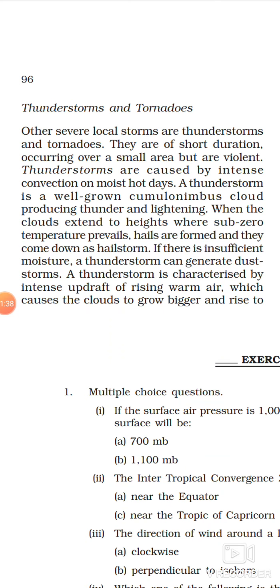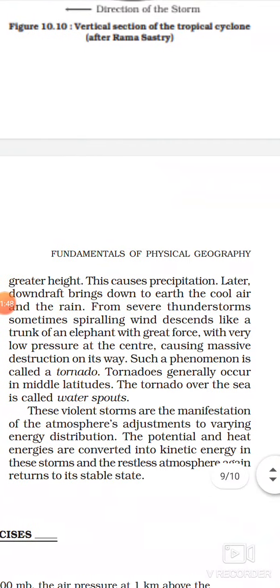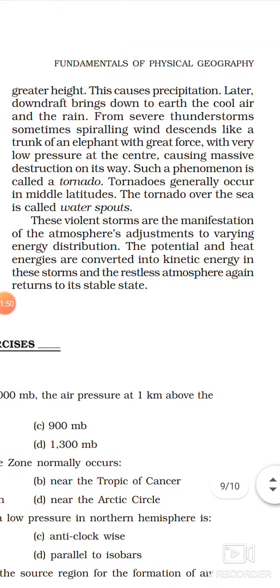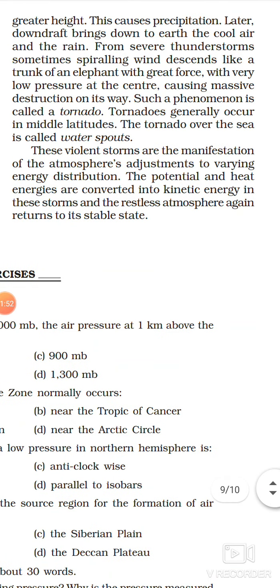A thunderstorm is characterized by intense updraft of rising warm air. Warm air is rising, which causes the clouds to grow bigger and rise, and ultimately precipitation takes place. Later, downdraft brings down cooler air and the rain. When the precipitation occurs, the cooler air and the rain reach the surface of the earth.